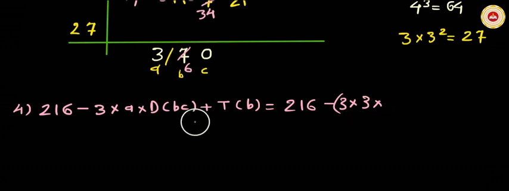So how to calculate duplex of 2 digits? 2 times the product of those 2 digits. So 6 multiplied by 0 is 0, multiplied by 2 is 0, plus, just a minute, let me cancel this, 0 plus triplex of B. Okay, what is B here? 6.